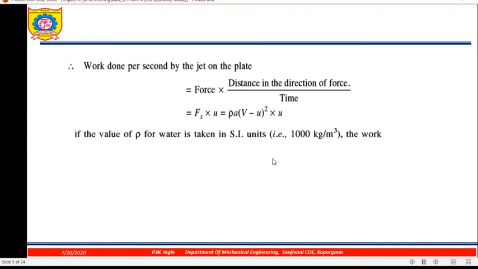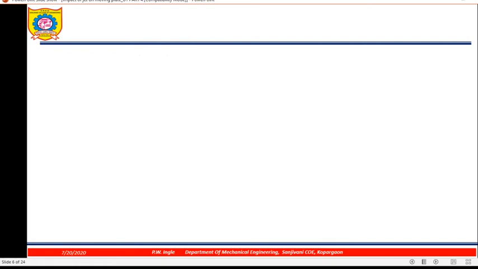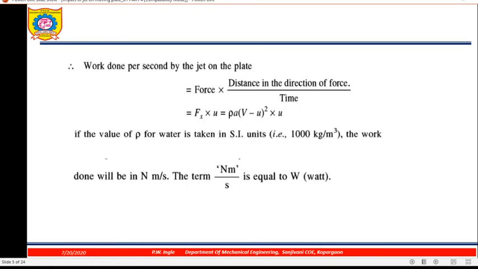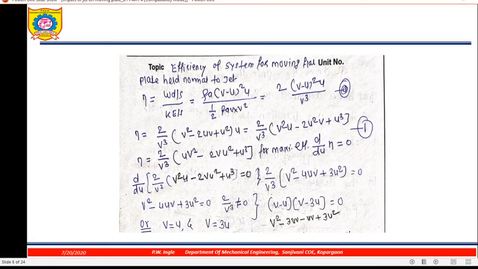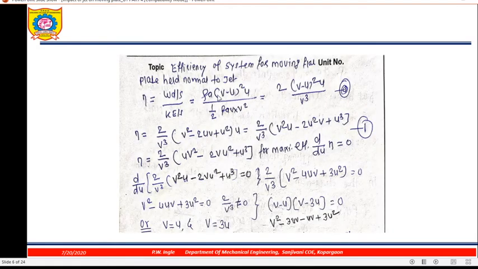Now next, if rho is 1000 kg per meter cube, the work done will be in Newton meter per second. Since you are getting work, there will be efficiency also. So efficiency of the system for a moving plate which is held normal to the jet is work done per second upon kinetic energy per second. What is work done per second? It is rho A (V minus u) square into u.